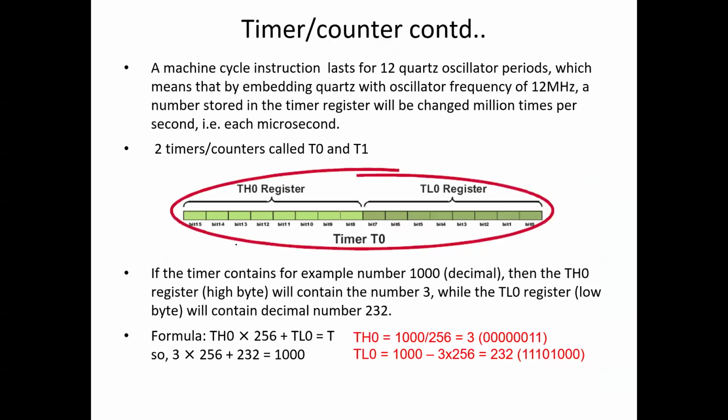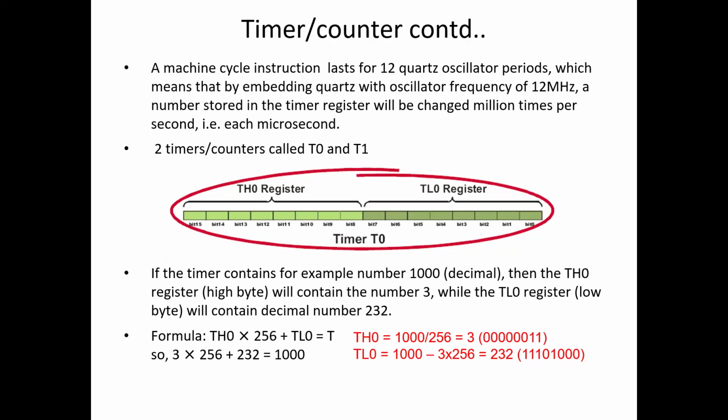Next, timers and counters. As I told you, timers are a very important part of the 8051 microcontroller. A machine cycle instruction lasts for 12 quartz oscillator periods, which means that by embedding a quartz with oscillator frequency of 12 megahertz, the numbers stored in the timer register will be changed a million times per second, that is each microsecond.